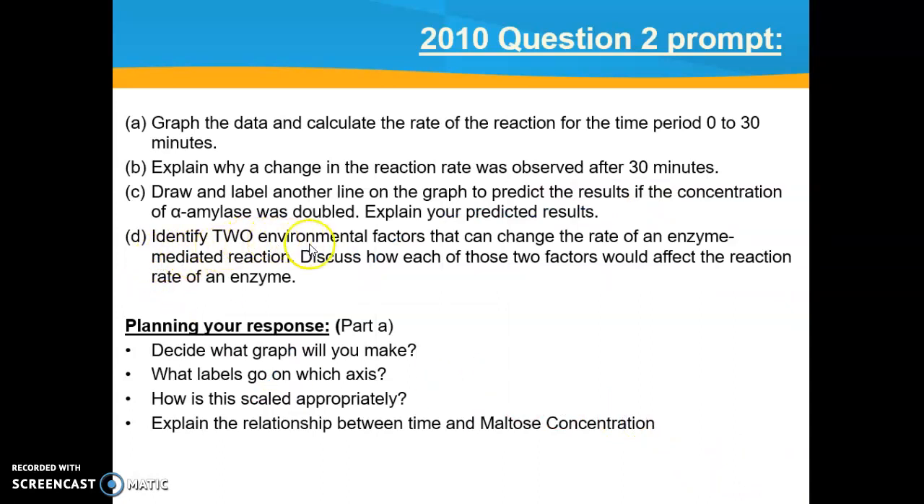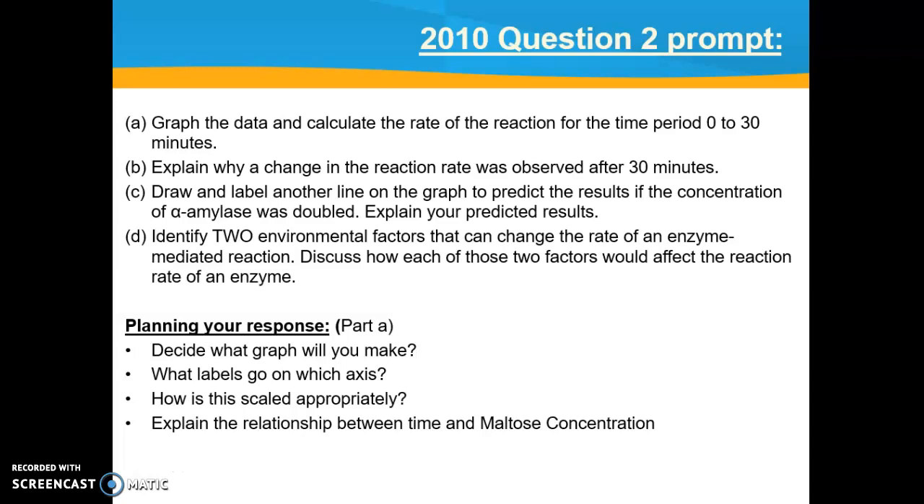Part D, identify 2 environmental factors that can change the rate of enzyme-mediated reactions and discuss how each of those would affect the reaction. Some hints: they want 2, only use 2. They want you to identify them, and they want you to discuss them. So you want to make sure you're hitting both of those points. Things like temperature. What happened when you boiled the enzyme in our lab or you cooled the enzyme down? That's what it wants you to talk about.